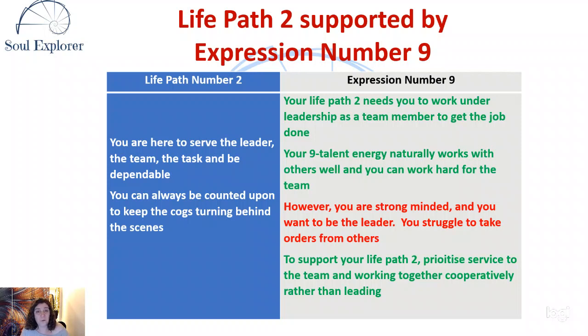You want to help people's well-being. It's not that. It's that you're not one for being told what to do. Let's just put it that way. So to support your life path 2, prioritize service to the team, working together cooperatively. And the ability to lead is amazing. I don't want you to stop that. But sometimes you need to think about, do I need to just cooperate in that Mexican wave? And remember and keep in mind how much that supports and develops your life purpose, your life path 2.